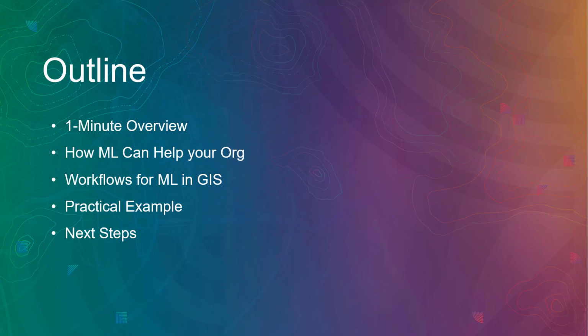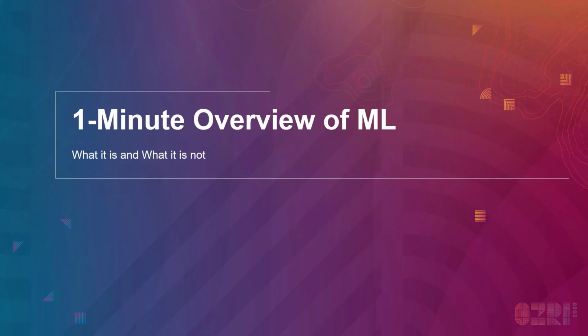Our session today is going to kick off with what I'd like to call a 1-minute overview of machine learning. Next, we'll explore the different categories of ML in GIS and some of their most typical use cases, which could be helpful to your day-to-day work. We'll follow that with a bit of a more technical look at how ML and GIS work together in terms of a workflow. We'll then put that workflow to use in a practical example with aerial imagery. And finally, we'll wrap up our session by covering your best and most immediate next steps for getting started with ML. Okay, let's do it.